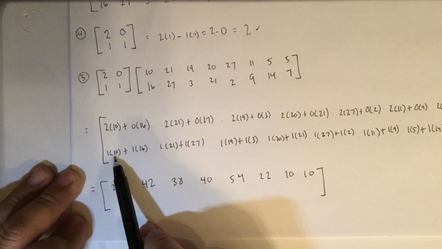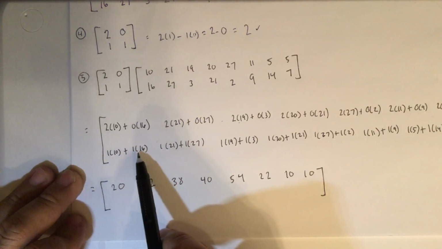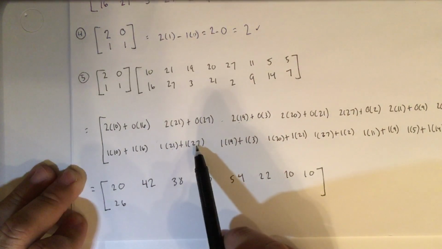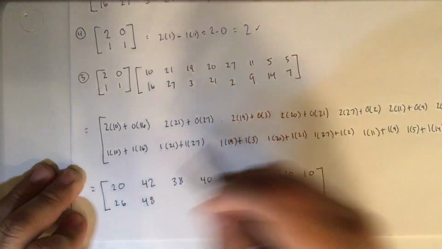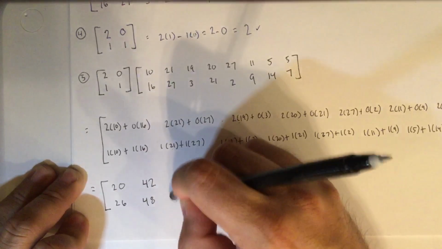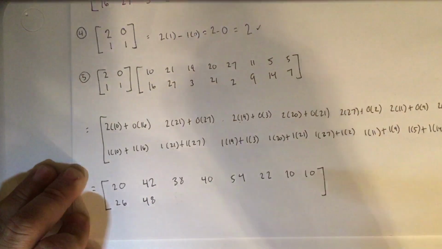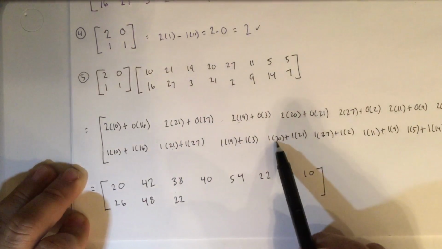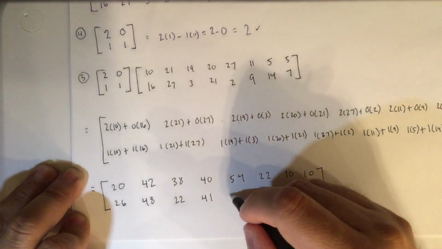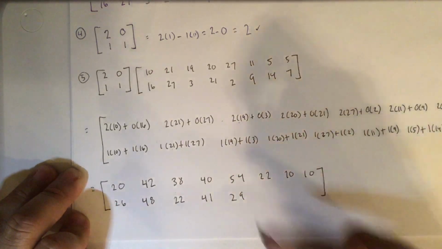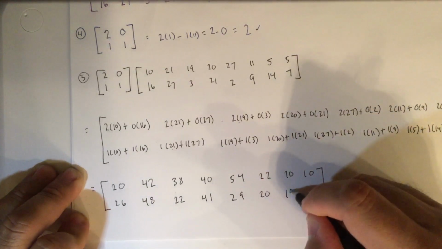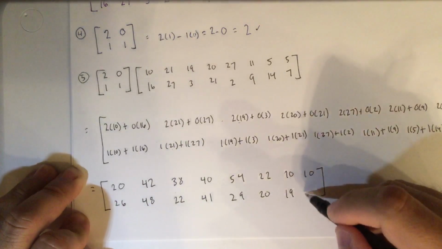1 times 10 is 10. 1 times 16 is 16, so 10 plus 16 is 26. 21 plus 27 is 48. 19 plus 3 is 22. Sorry about that there. 20 plus 21 is 41. 27 plus 2 is 29. 11 plus 9 is 20. 5 plus 14 is 19. And 5 plus 7 is 12.